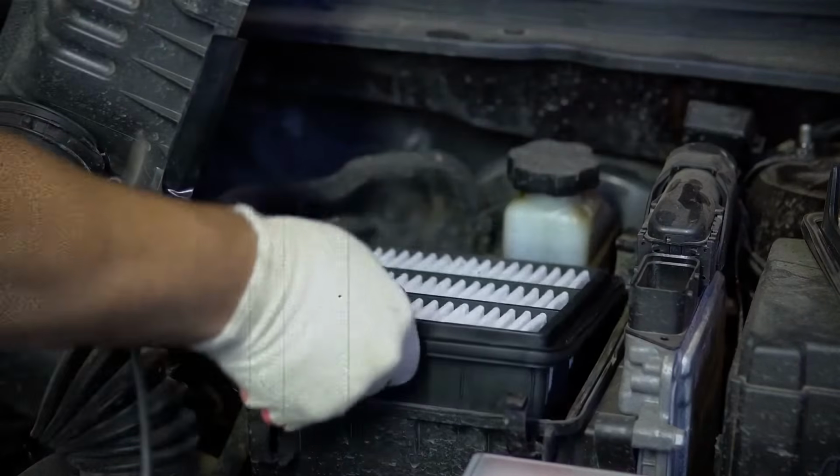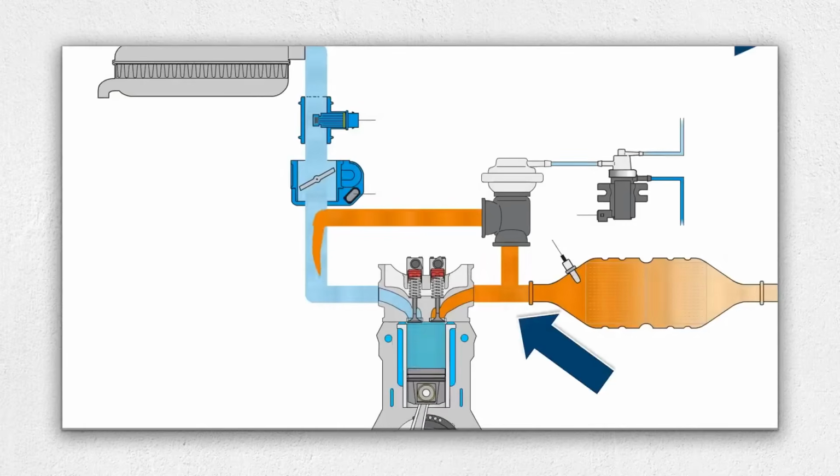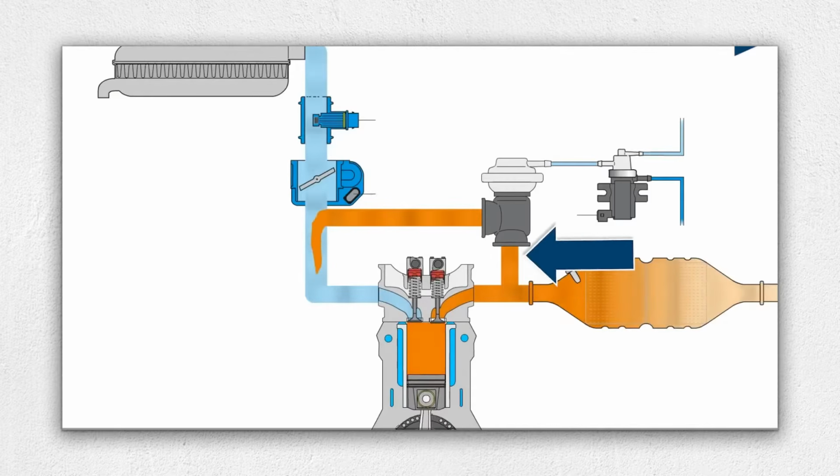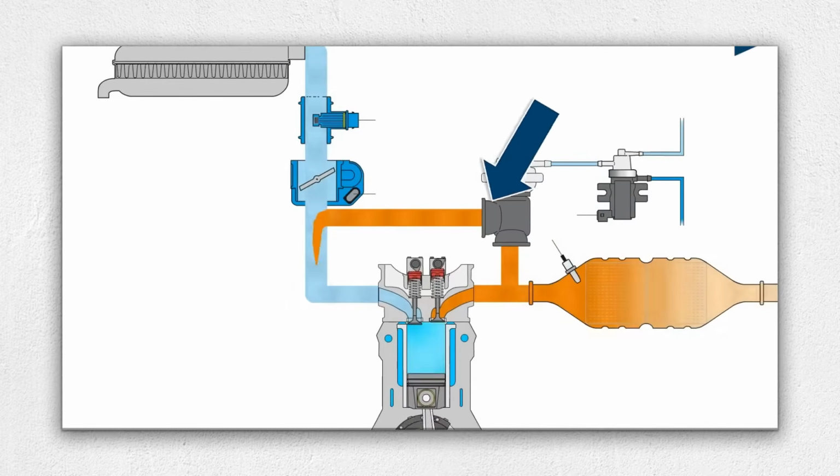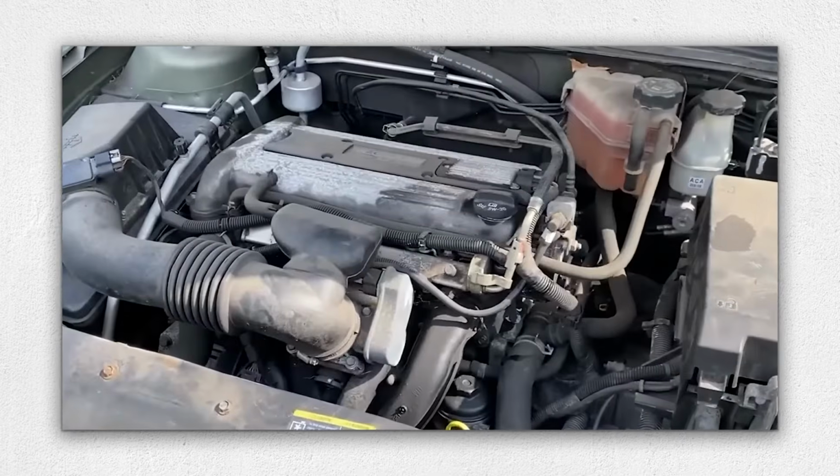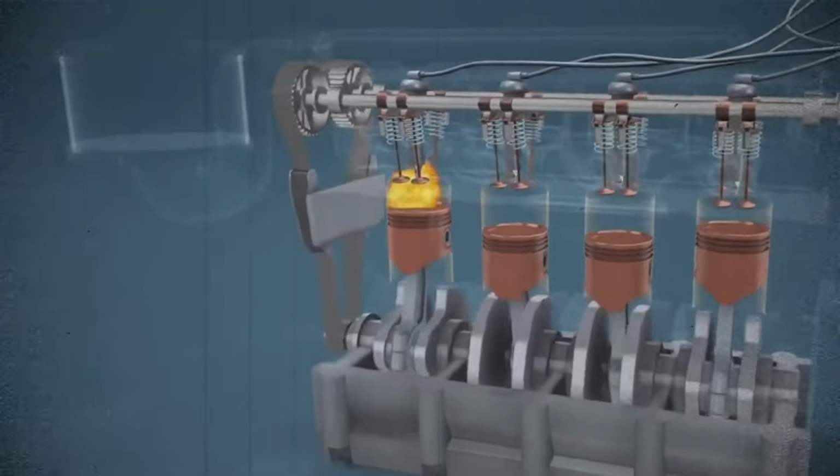Sometimes, other components can mimic MAF sensor problems. A faulty EGR (exhaust gas recirculation) valve, for instance, can send exhaust gases back into the intake at the wrong time, throwing off the MAF readings and triggering false error codes.